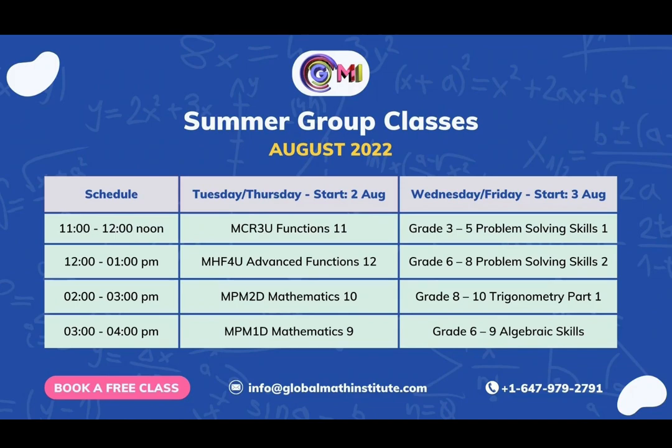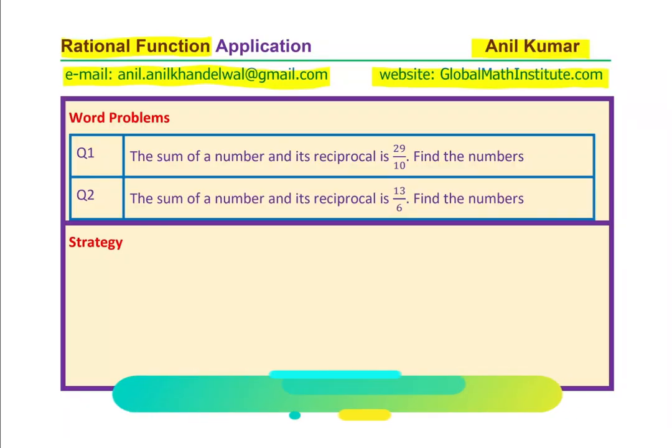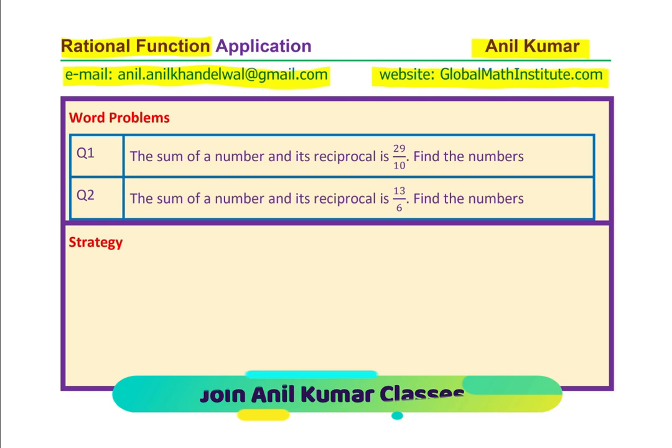Let us now look into the solution of this particular question. Let's begin with the solution of this question now. So the question is, the sum of number and its reciprocal. Now what does that mean?